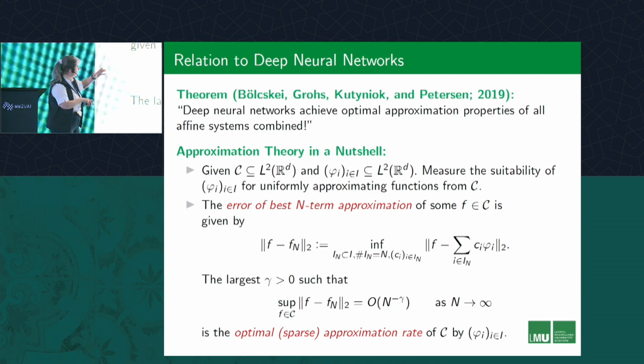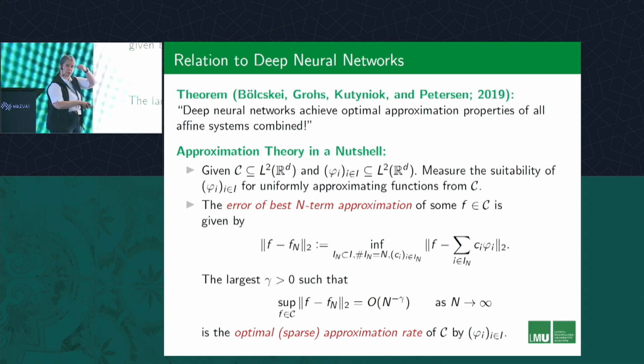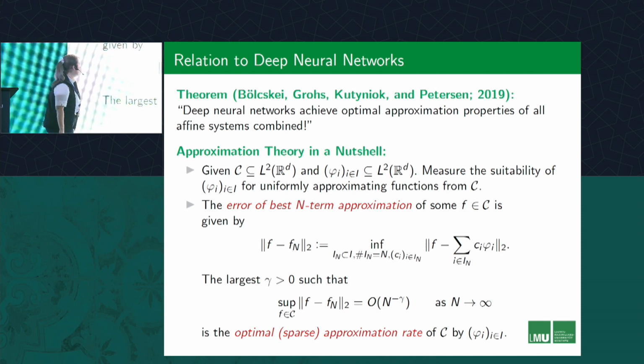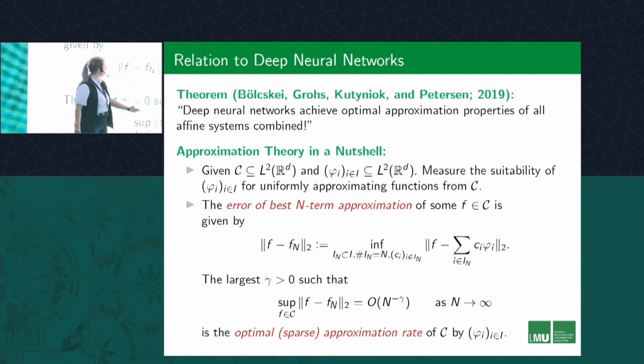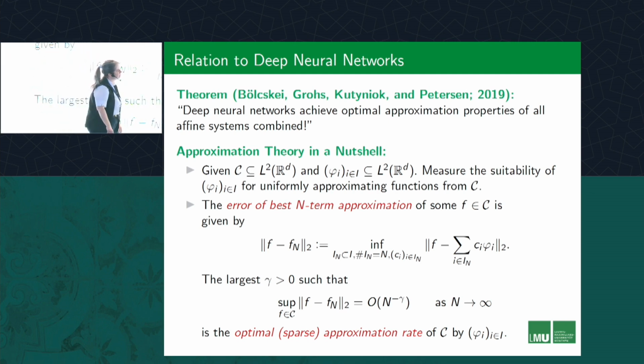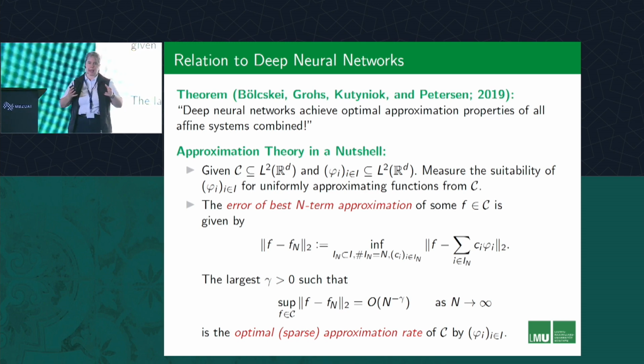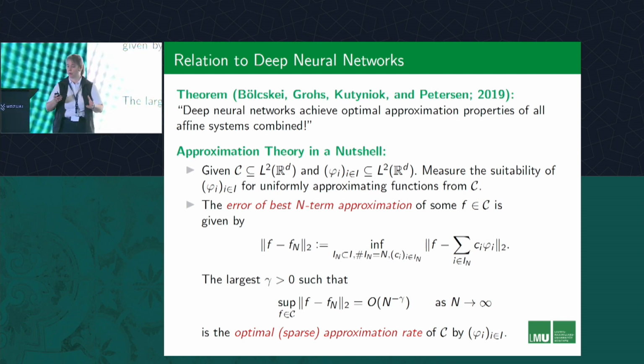This gives me an error, and then I'm interested in, if I let the number of elements go to infinity, how fast does it converge? And this is this gamma. So this gives me the approximation rate, and now I can do similar things with neural networks. So instead of taking a linear combination, I can take neural networks of a certain complexity, and I can show that neural networks then achieve basically the same approximation rate. So this shows that neural networks are able to sense underlying low-dimensional structures as well as all affine systems which we have worked on before.